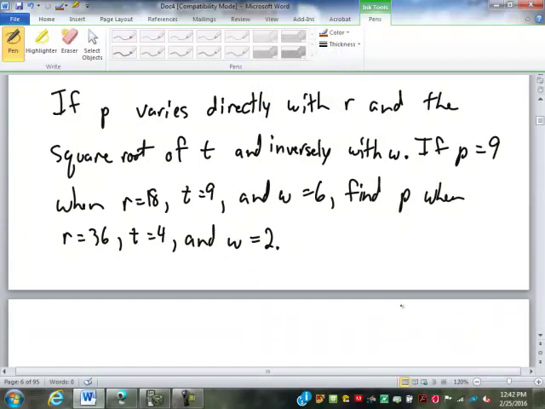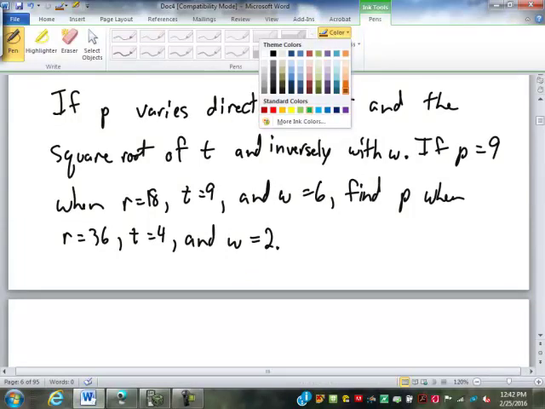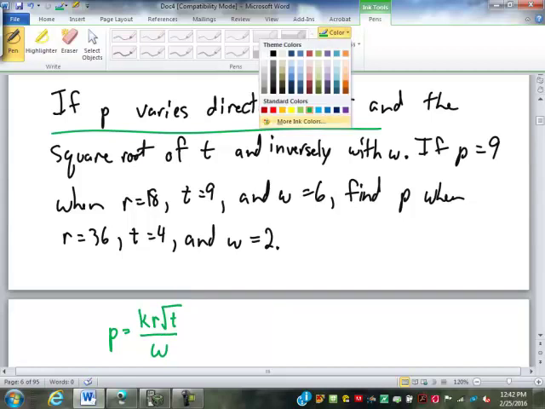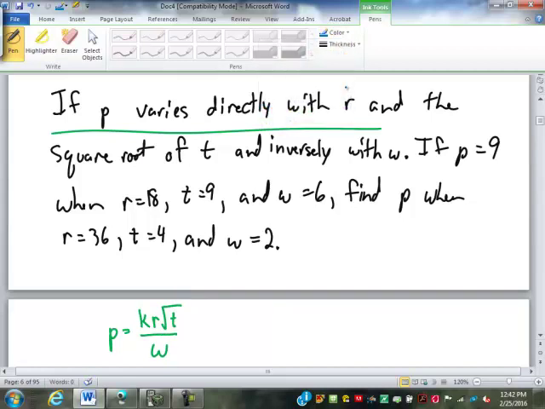Let's do it. So you start off with p varies. So p equals k, directly with r, so times r, and the square root of t, so times the square root of t. And inversely with w, so over w, like that. No parentheses, nope, it's all multiplication and division.